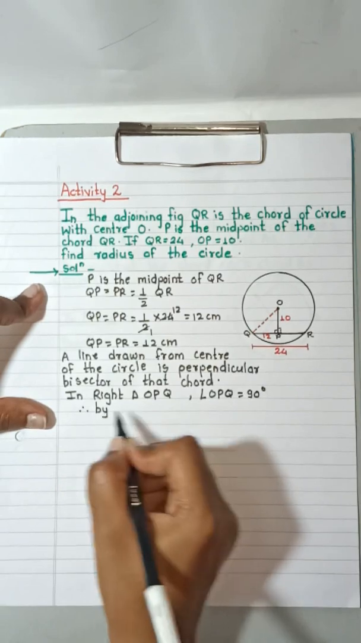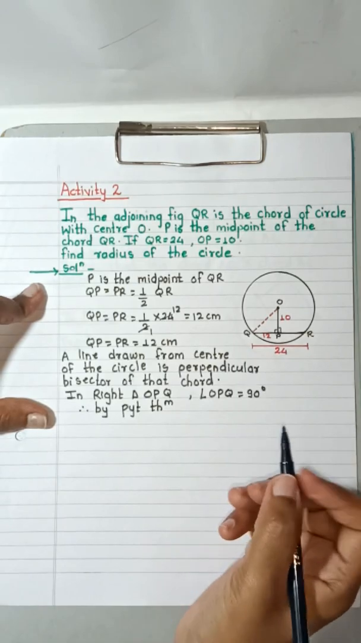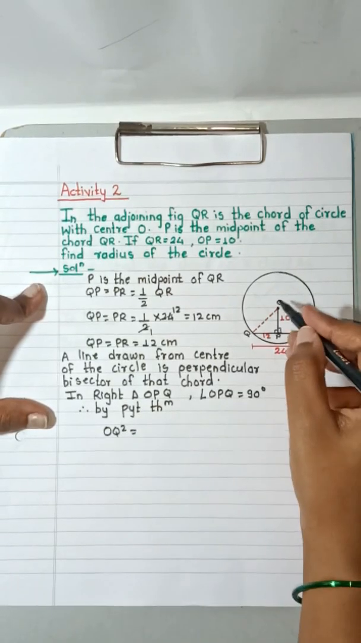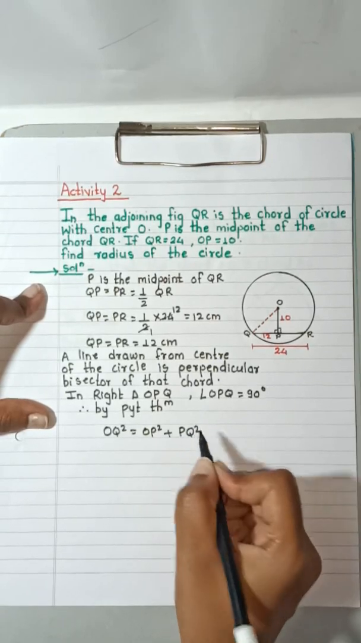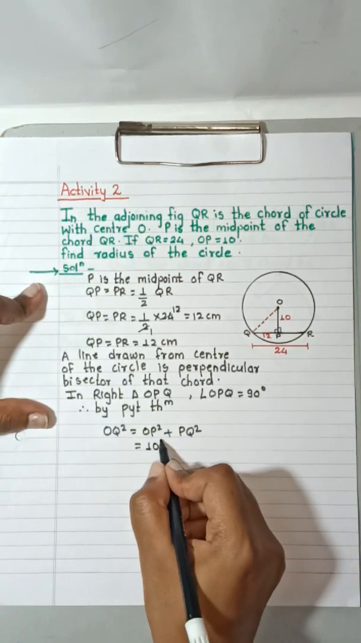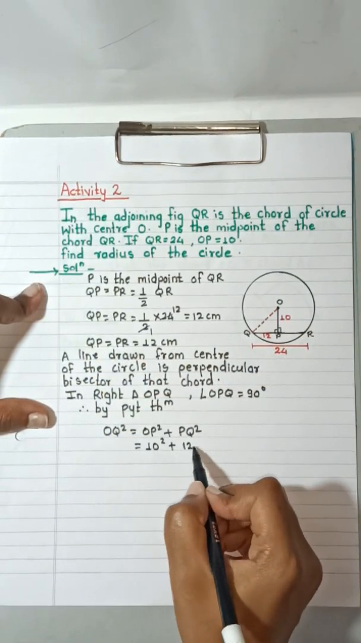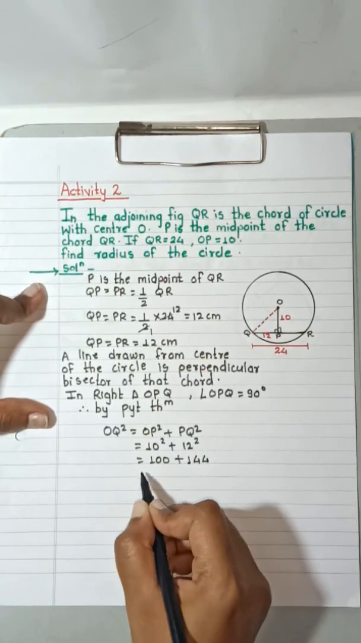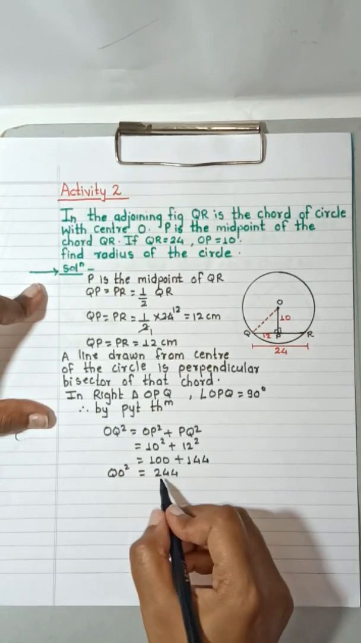Therefore, by Pythagoras theorem, this hypotenuse, that is OQ square, is equal to OP square plus PQ square. Now you very well know OP is 10 centimeters, therefore 10 square, and PQ is 12 centimeters, therefore 12 square. Therefore 100 plus 144, that is 244. Therefore your OQ square is 244.